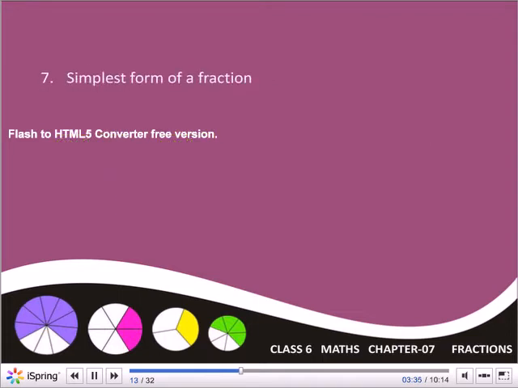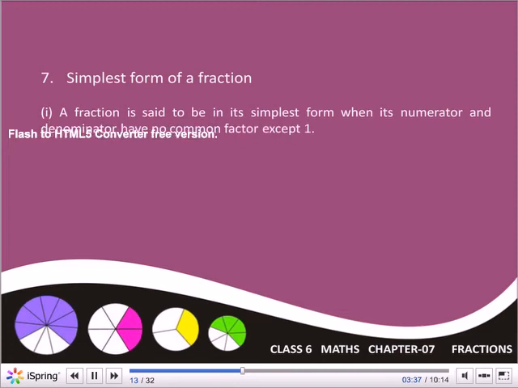Simplest form of a fraction. A fraction is said to be in its simplest form when its numerator and denominator have no common factor except 1.